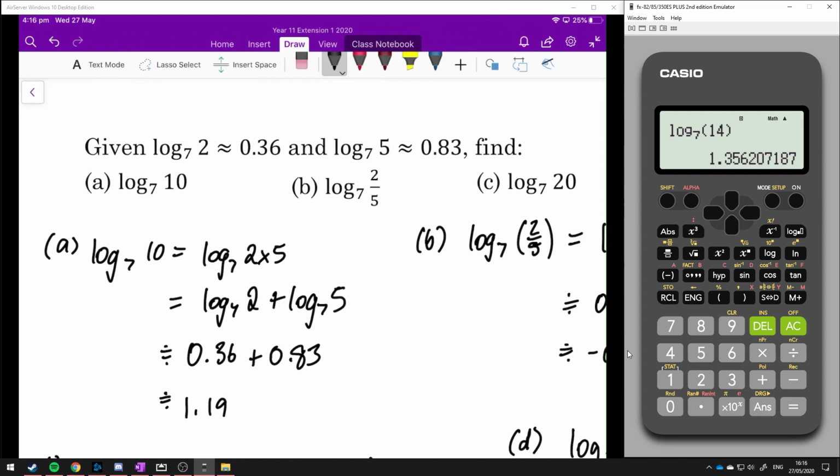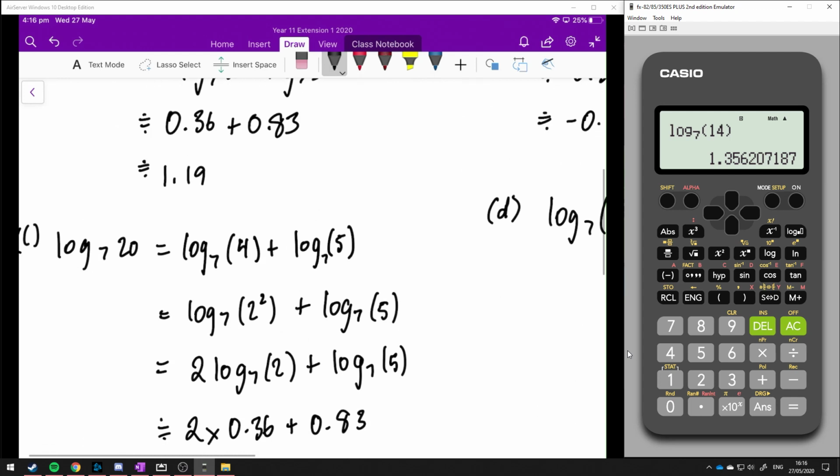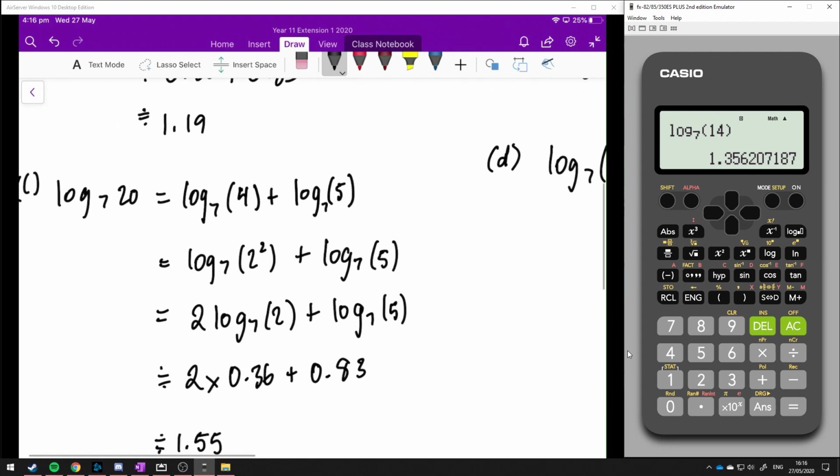That pretty much brings us to the end of this section, the laws of logarithms. Okay, and then next we'll actually have a look at some equations involving logarithms. So stay tuned.